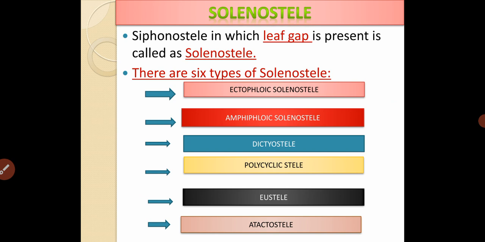Let us move towards the next type, that is the solenostele. It is similar to that of the siphonostele, but here leaf gap is present. There are six types of solenostele, that is ectophloic solenostele, amphiphloic solenostele, dictyostele, polycyclic stele, eustele, atactostele.